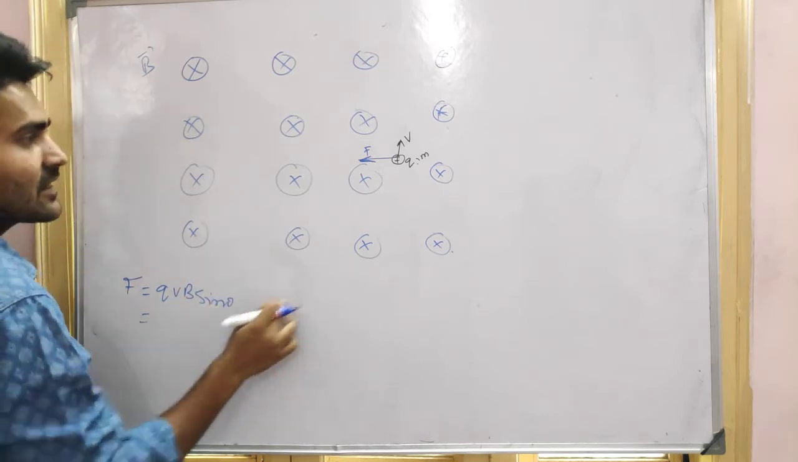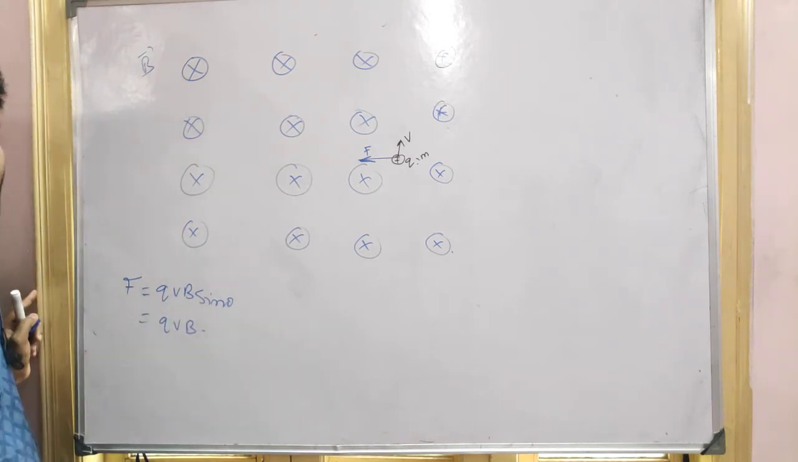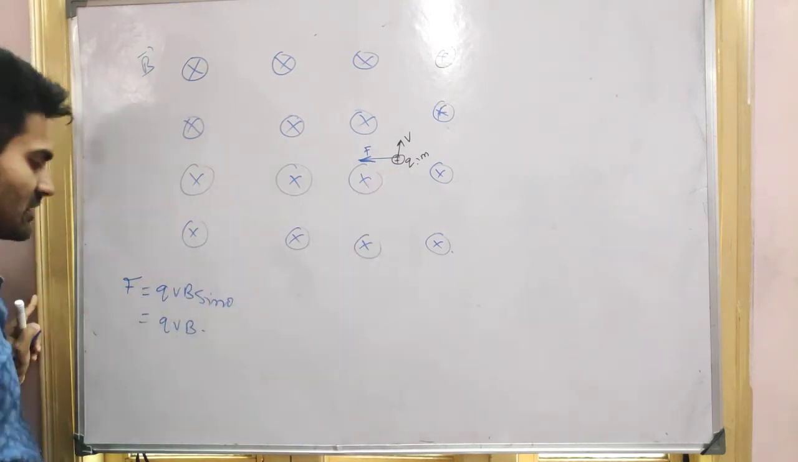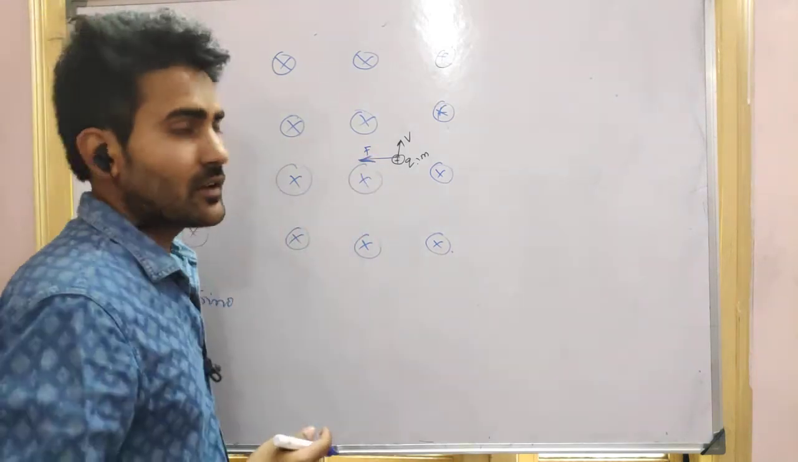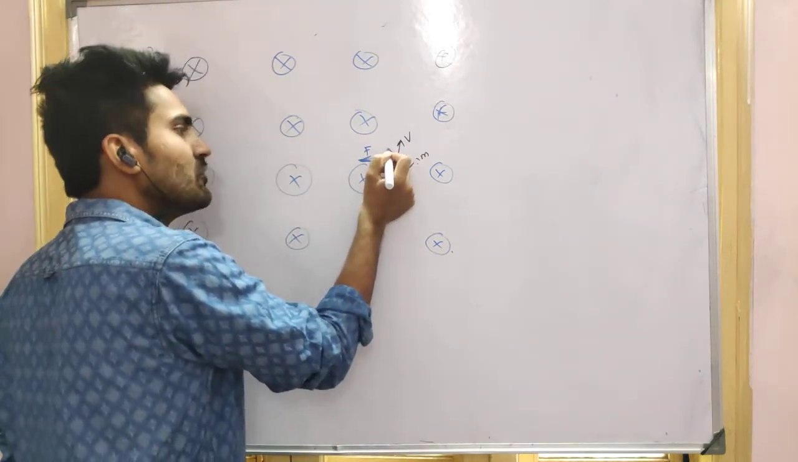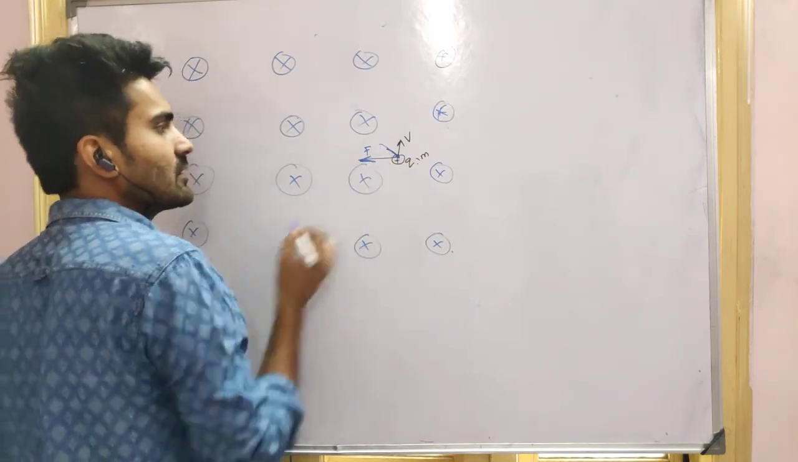Here if you see, theta is 90 degrees. Theta is the angle between the velocity and the field. So it will be QVB. So this force will work here, and this charge will slightly move here. Okay, so it will go like this.